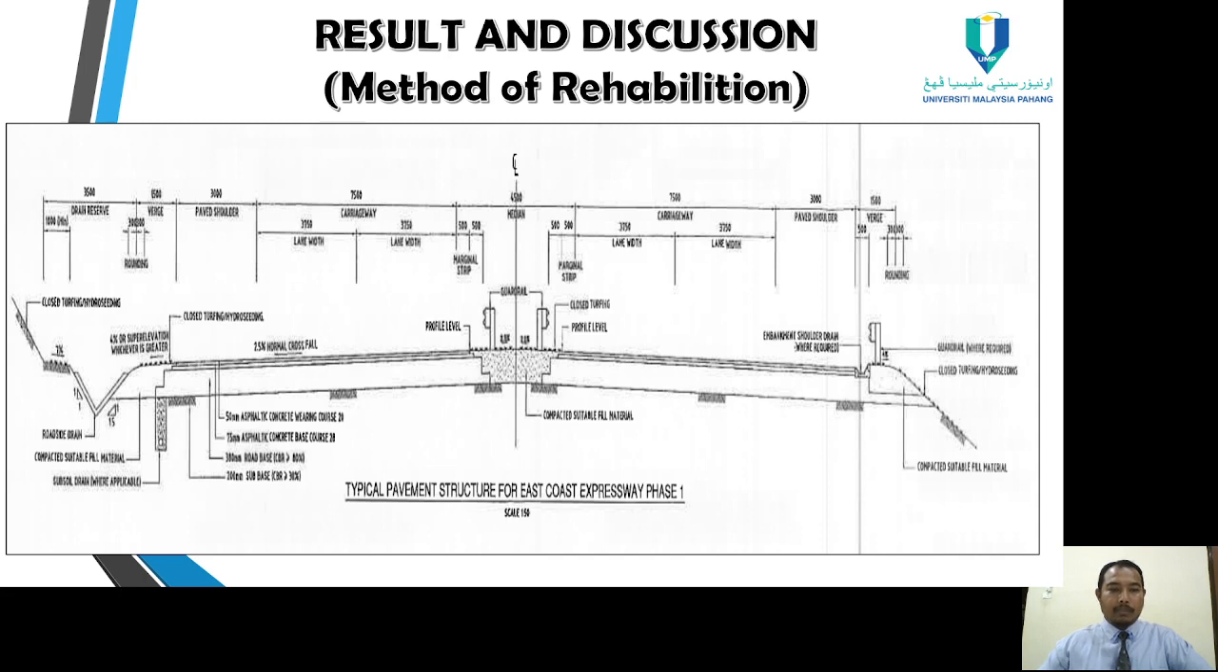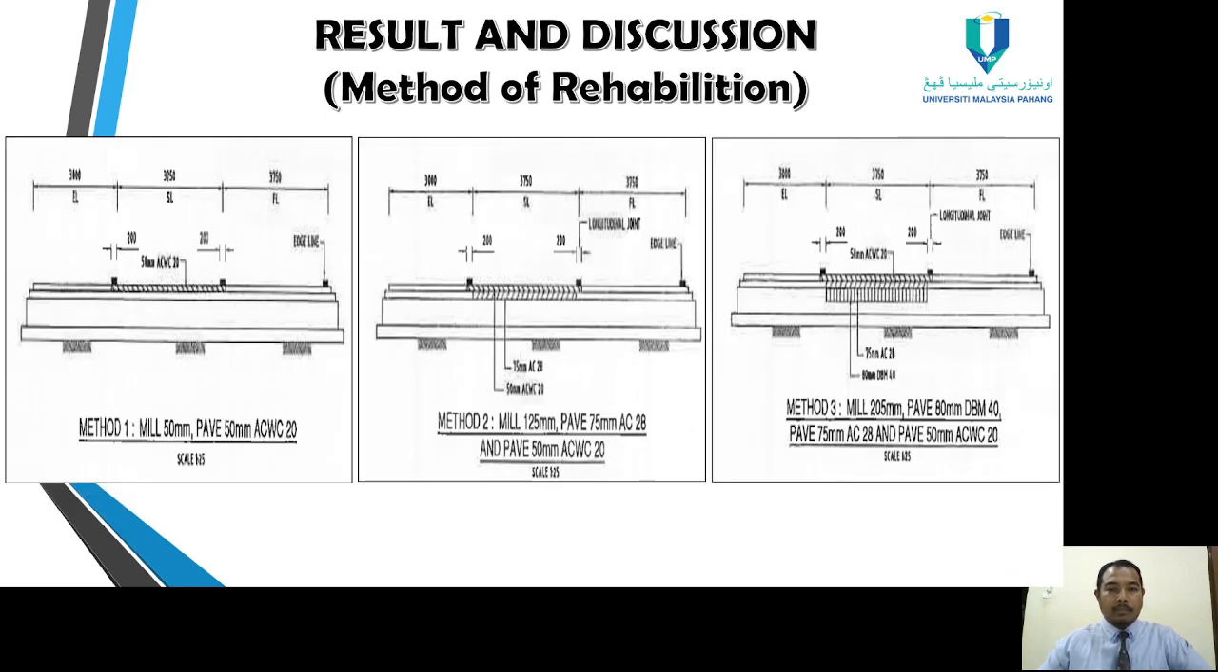Here we can see a typical structure for East Coast Expressway Phase 1. This is the proposal or method of pavement rehabilitation. There are three methods for pavement rehabilitation. Method 1 is to mill 50 mm and pave 50 mm ACWC 20. That means we mill, remove and replace the wearing layer.